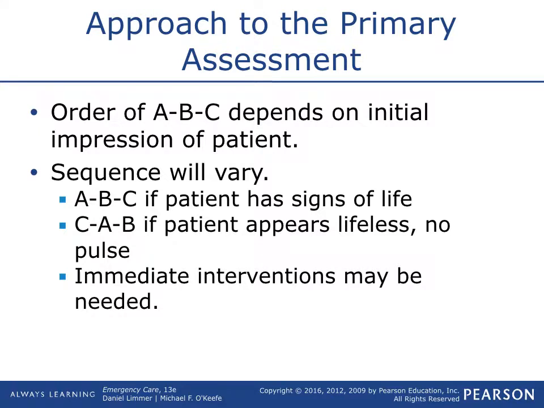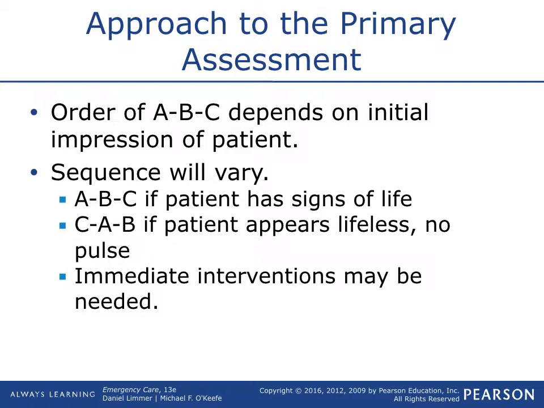The primary assessment is the portion of the patient assessment during which you will focus exclusively on life threats, specifically those that interfere with airway, breathing, and circulation. That's the main thing. So a quick head-to-toe assessment and intervene with any major life threats. Anyway, the ABCs depend on your initial impression of the patient. So when you go up to them, your first impression determines how you're going to do that assessment.